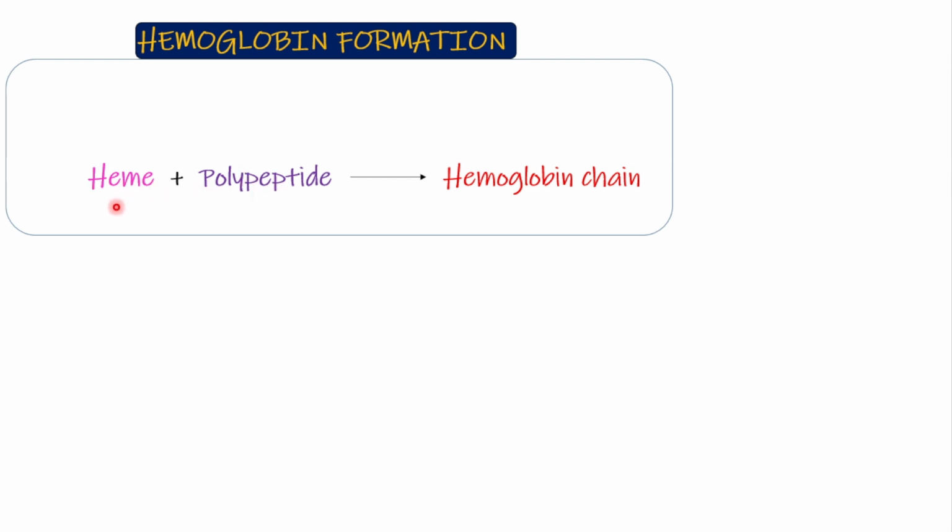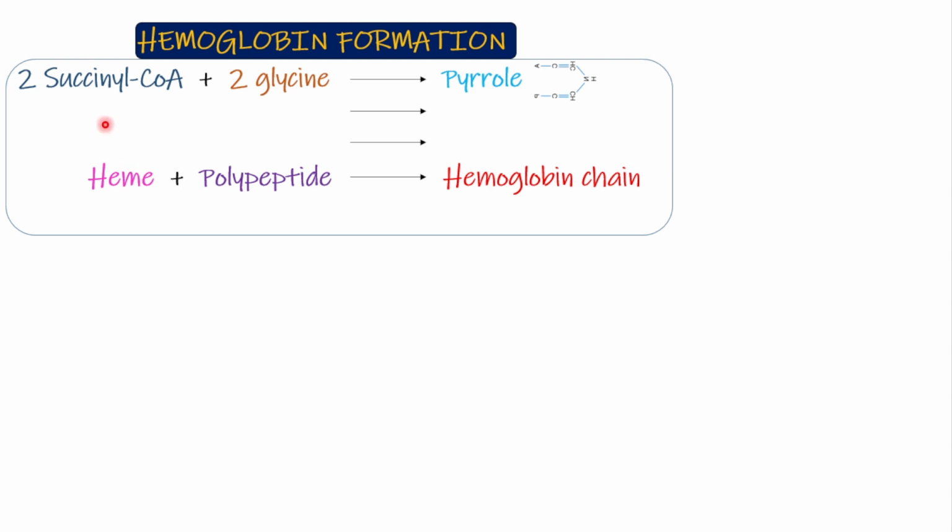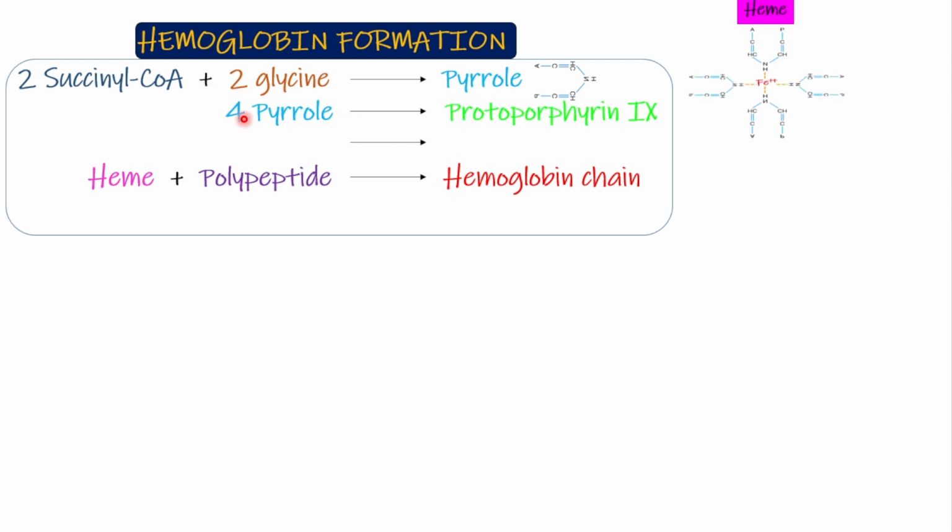Now, how exactly is heme formed? Heme is formed in 3 steps. Let's discuss that. The first step is 2 succinyl CoA combining with 2 glycine in order to form a pyrrole ring. Okay, so 2 succinyl CoA combined with 2 glycine form pyrrole, and 4 pyrroles combine to form a protoporphyrin 9 ring.